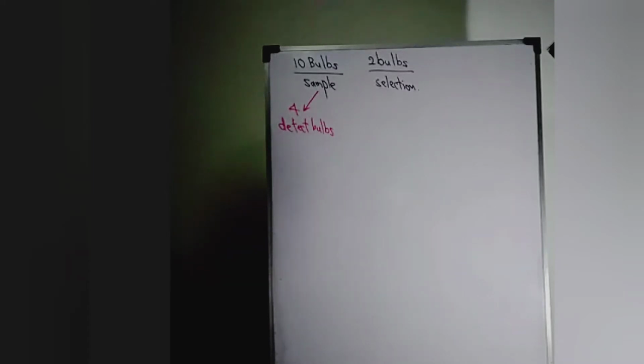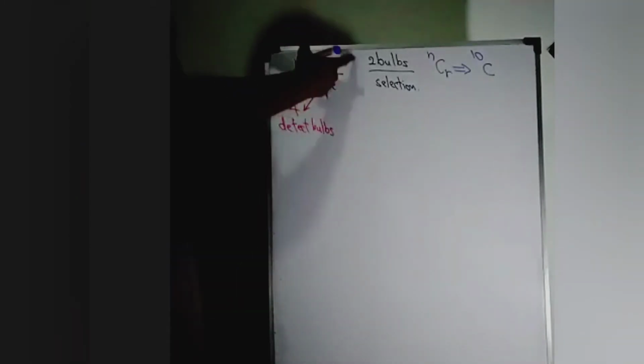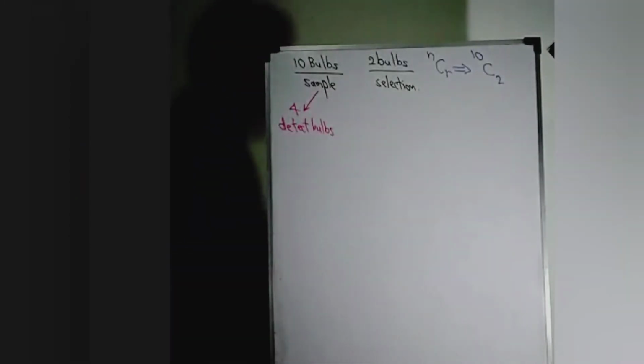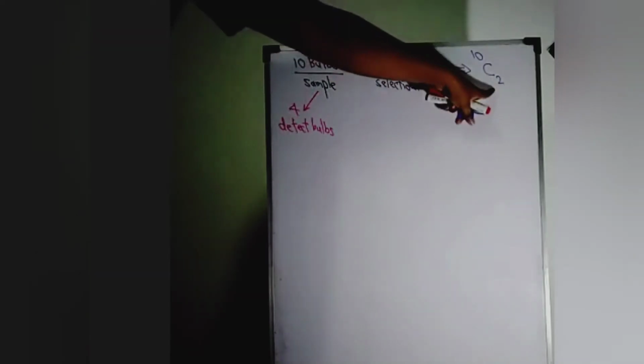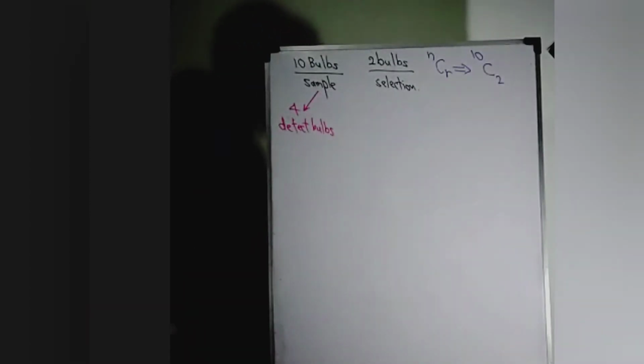For that, you have to use nCr notation. For this particular question, what is our n? What is our r? Our sample is 10. Out of 10 bulbs, we are going to select 2 bulbs. Therefore, it is 2 from 10. 2 being selected from a sample of 10. So let's find 10C2.